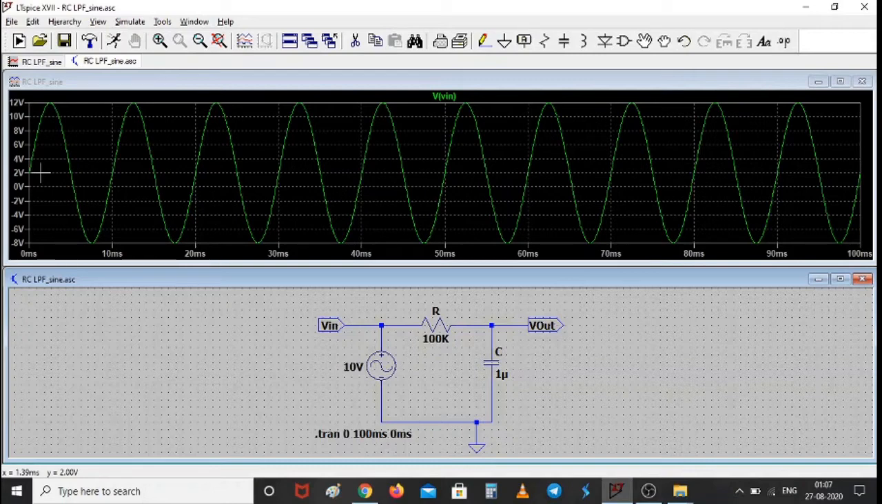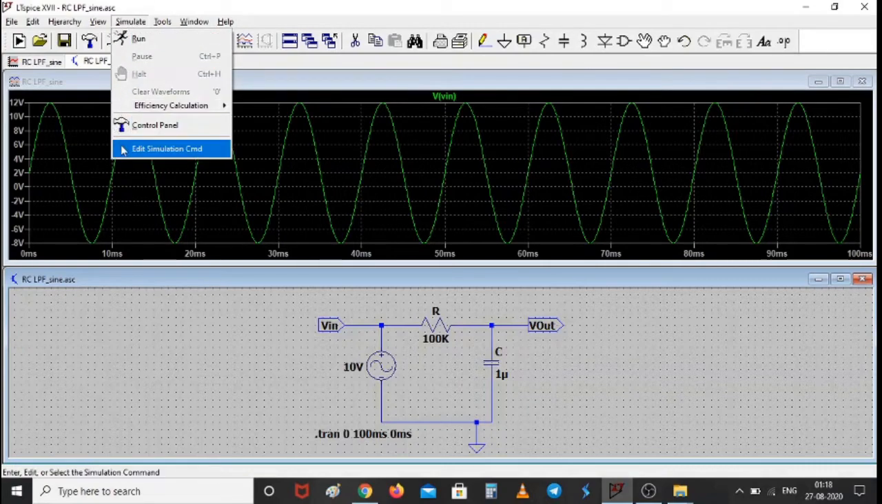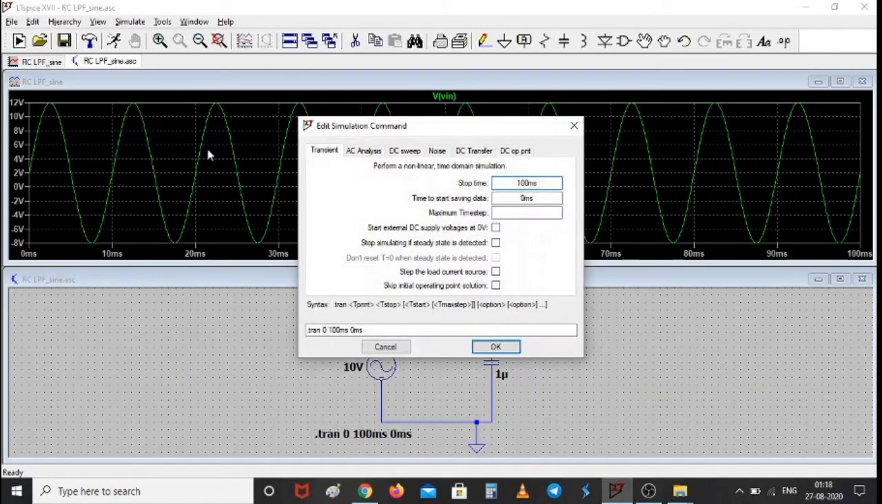Now, let me show you the transient analysis of this circuit when the input applied is a sinusoidal input. Go to this menu, Simulate. Go to Edit Simulation Command. And now the first thing is transient analysis. You need to choose the stop time and the time at which you want your data to get saved. I have chosen 0 milliseconds. That is, from the starting itself, I want the data to be saved.